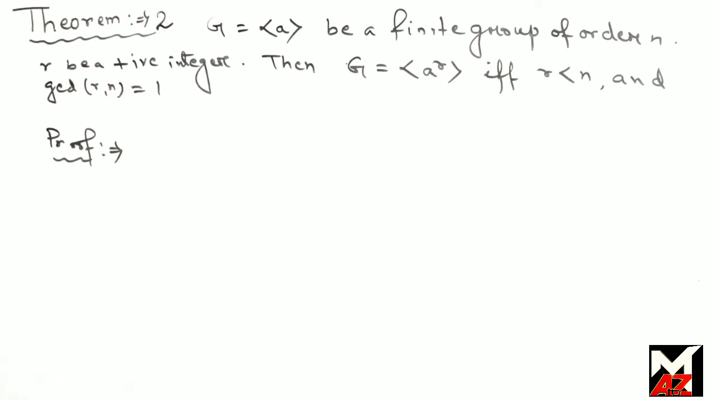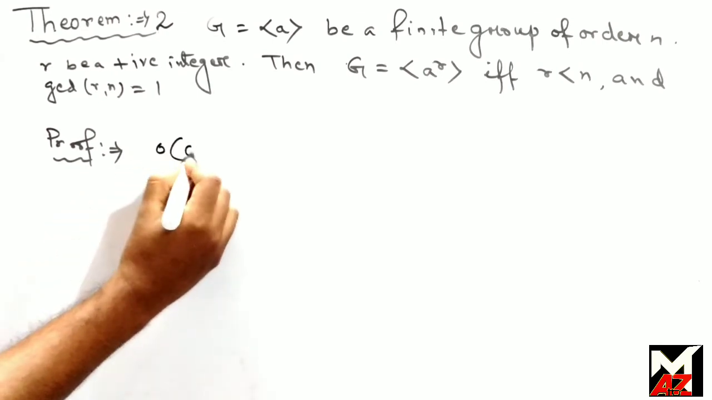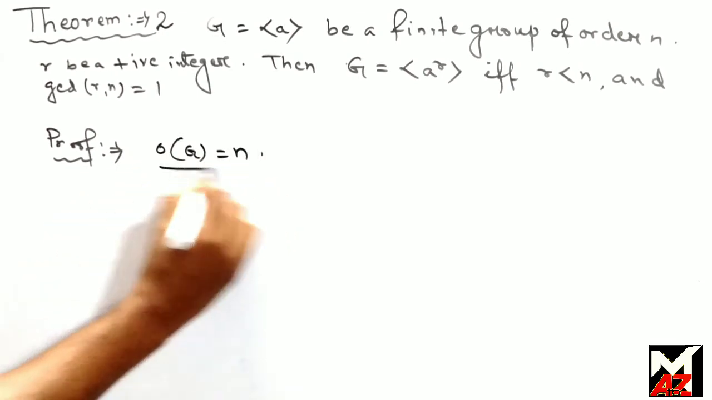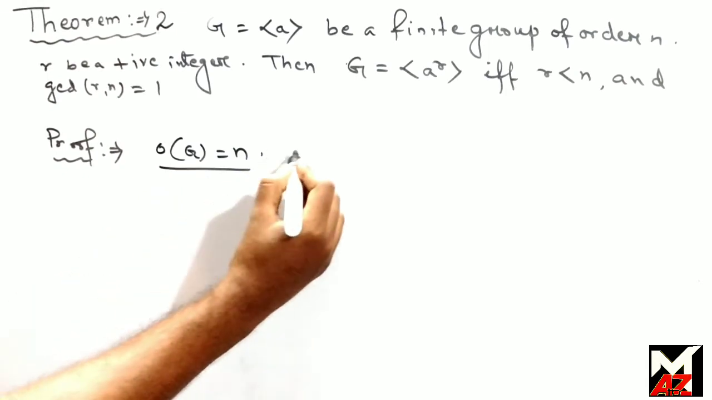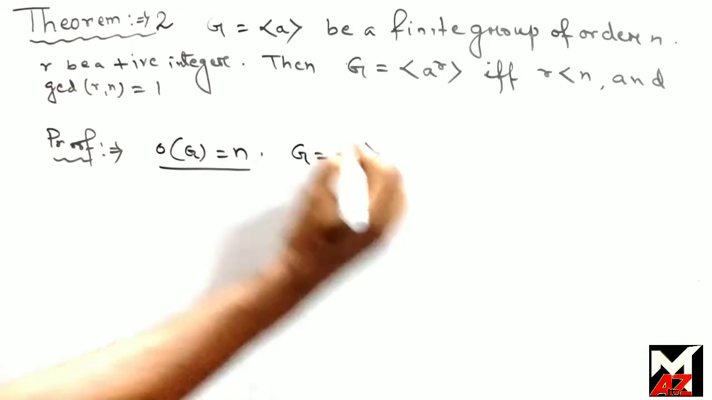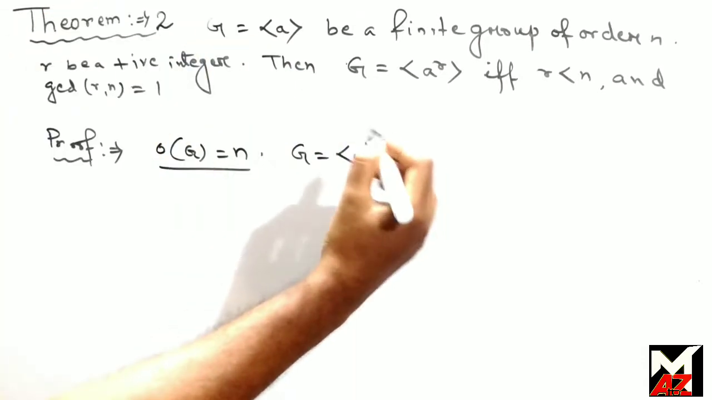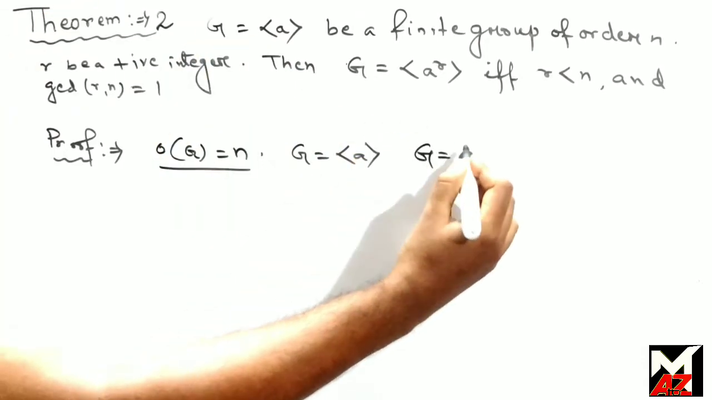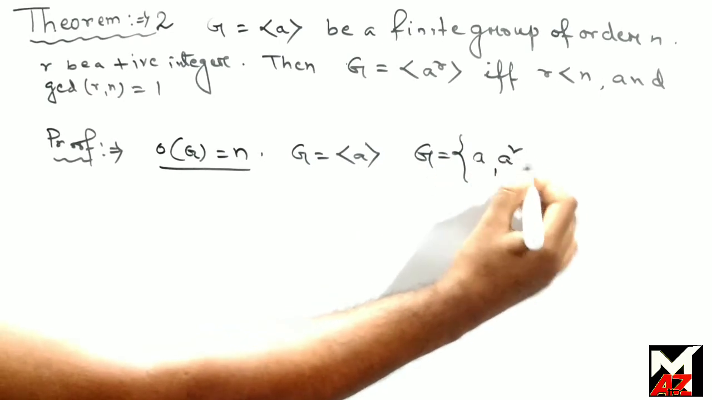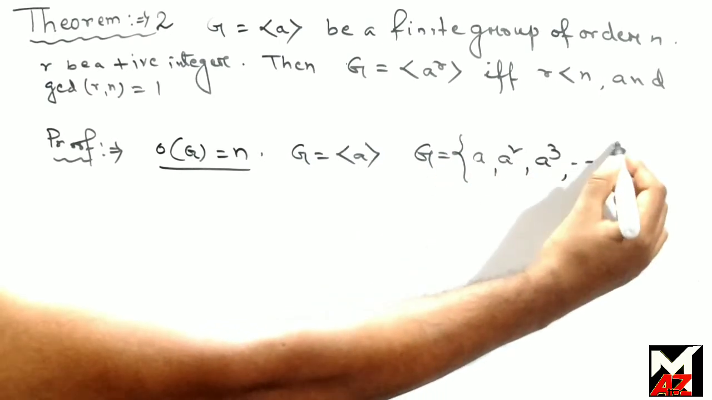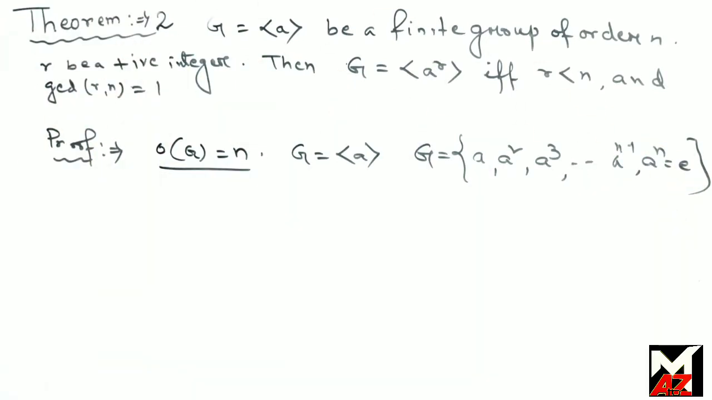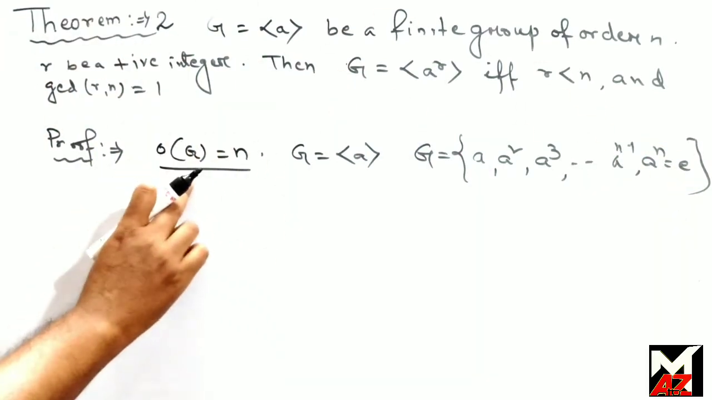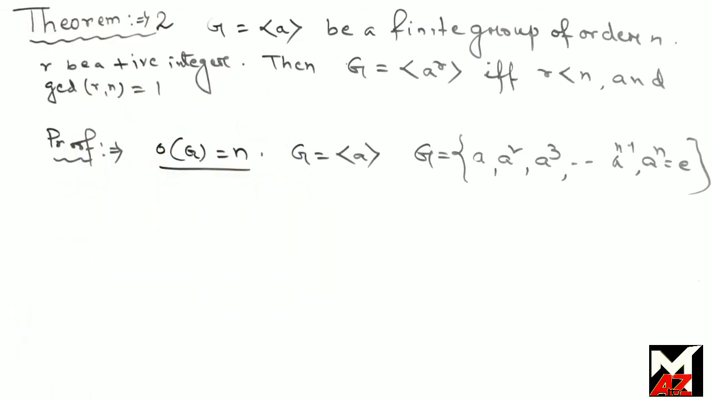And now we go to the proof of this theorem. Here order of G is equal to n. It is given. And G is generated by a. So clearly we can write G is a, a square, a cube, up to a to the power n minus 1, and a to the power n is equal to e. Right? Because its order is n and this is generated by a.